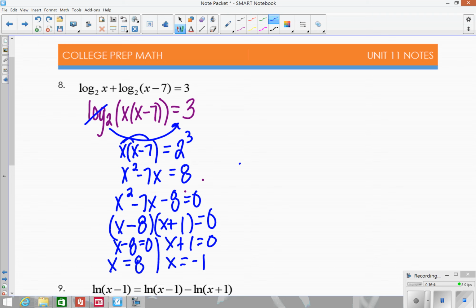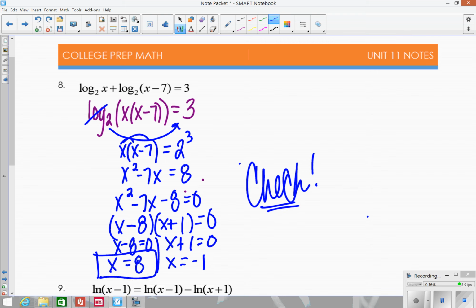We need to check both of them. When I plug in 8, I won't get a negative number, so that works. But when I plug in negative 1, right here, it would be taking a log of negative 1, which you can't do, so that one's not going to check.